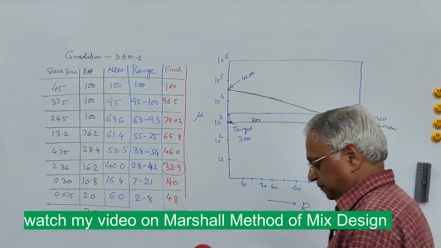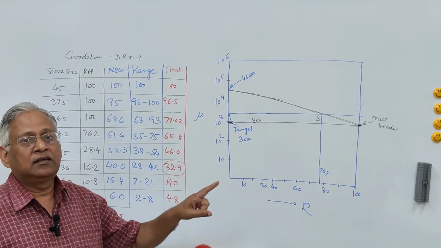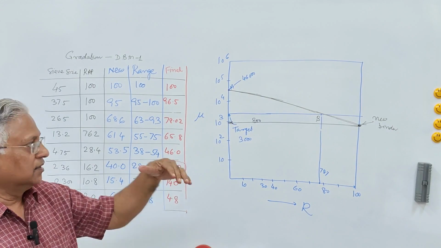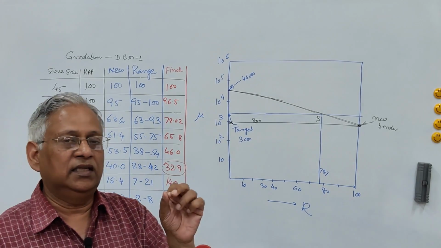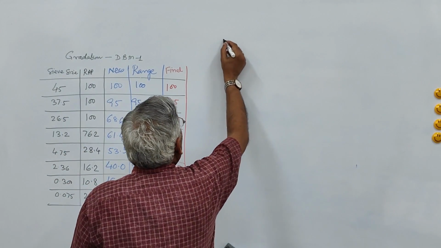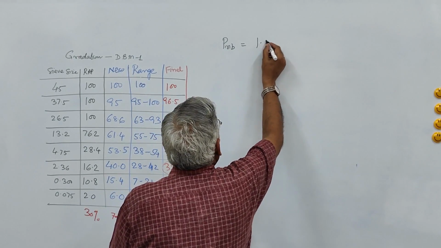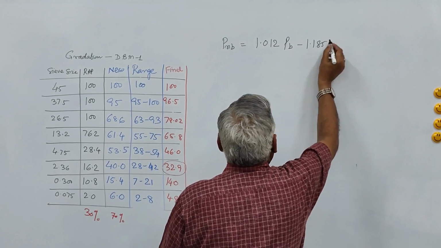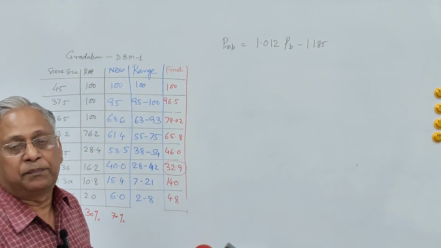Now the difference here is that for each binder content, you should calculate the amount of new binder to be added and amount of new aggregate to be added, because this is the ratio by aggregate. But when you prepare the mix, you should know the ratio with respect to the total mix. And therefore, if you remember, we found this equation that the proportion of new binder is 1.012 Pb minus 1.185.